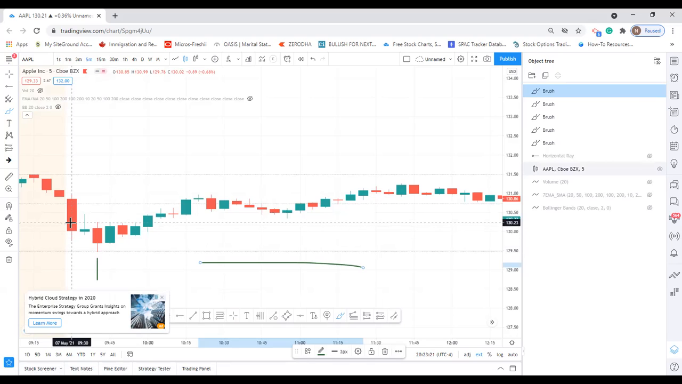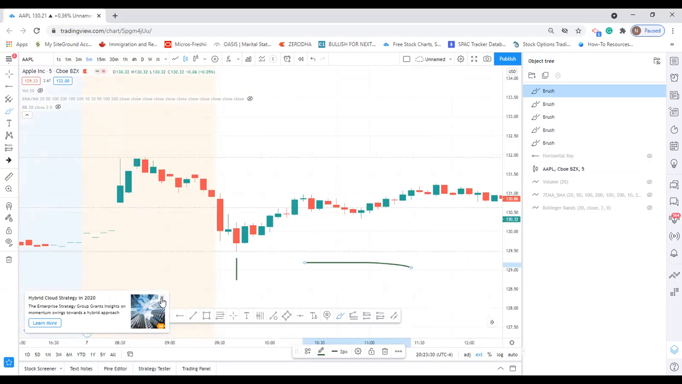The high of that particular 5-minute candle was 130.23 and the low of the candle was 129.49. So it represents the duration at which you have zoomed in. Yes, so this is the 5-minute.